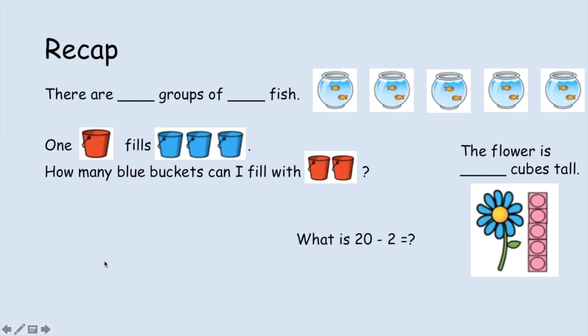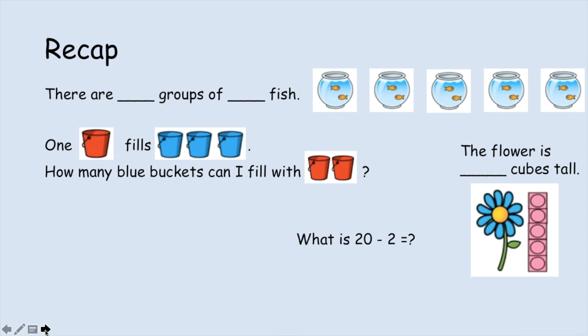Now we'll quickly do a recap. So there are something groups of something fish. If one of these red buckets fills 3 blue small buckets, how many blue buckets can I fill with 2 big red buckets? Now that's a bit tricky. The flower is something cubes tall, and what is 20 take away 2? Pause the video to complete these recap activities.